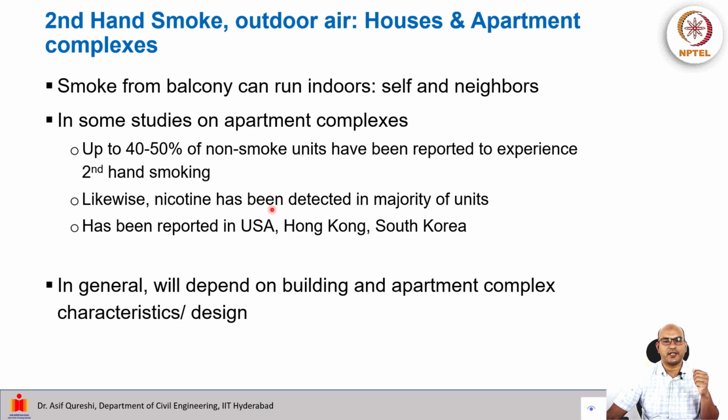Similarly, even nicotine has been detected in the majority of units, even if there are non-smokers. The indoor apartment area is non-smoking, but when people smoke on the balcony, this nicotine and smoke comes inside. And this has been reported in several countries. In general, this phenomenon will depend on the building and the apartment complex characteristics and design. How likely a person smoking on the balcony is to influence the neighbors depends on the building or the apartment complex design.